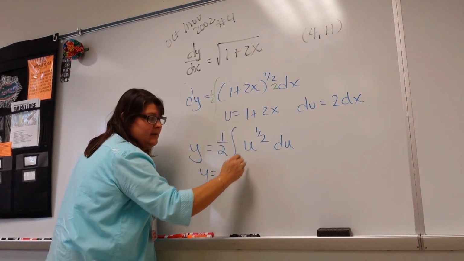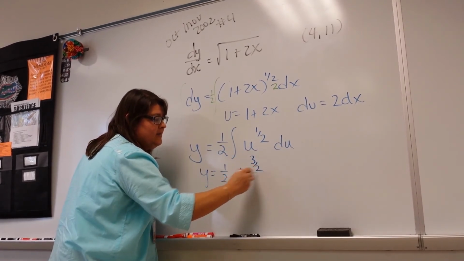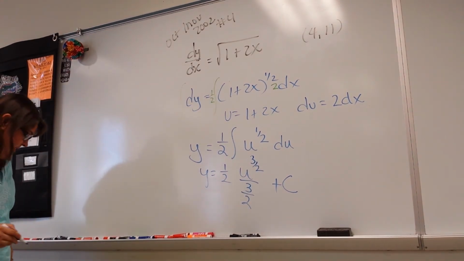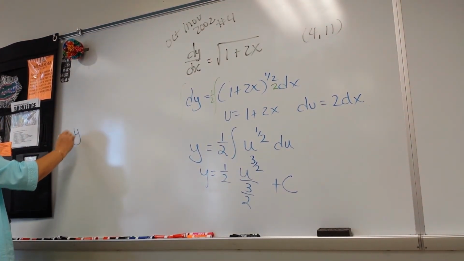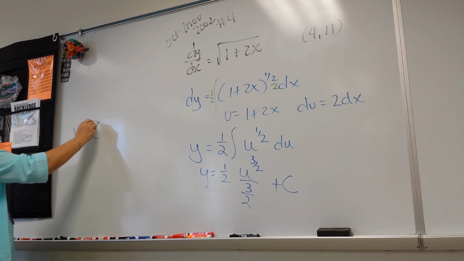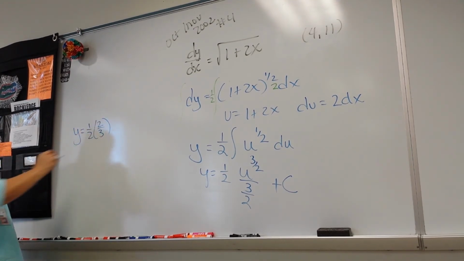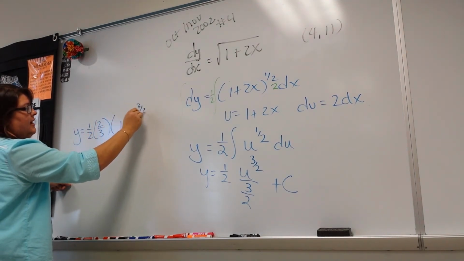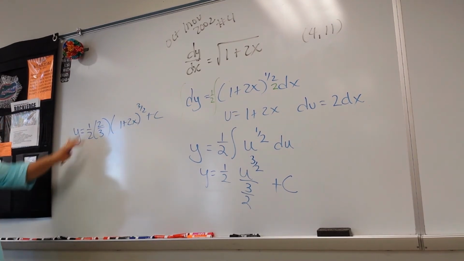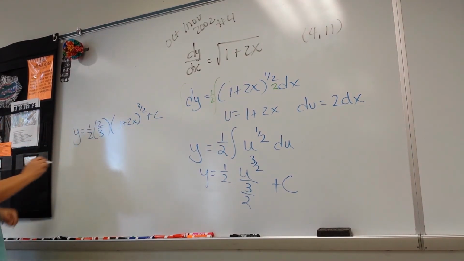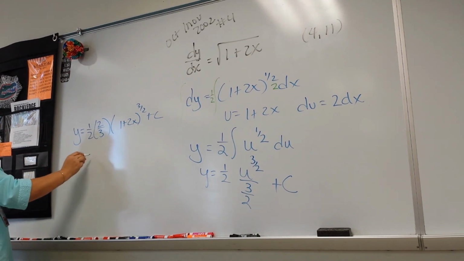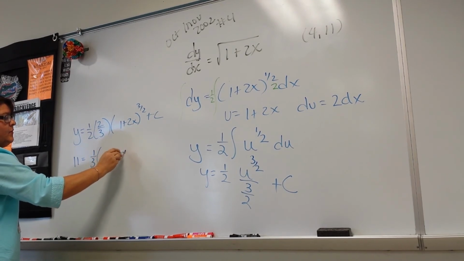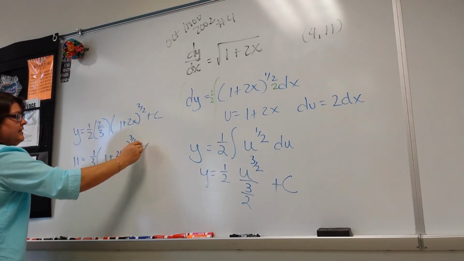So we have 1/2, and then if I integrate, I get u to the 3/2 over 3/2 plus c. And the du goes away. So now, clean her up a little bit. If I take the 3/2 and swing it up, I got that, right? What was u? u was 1 plus 2x to the 3/2 plus c. Do you guys agree this is 1/3? So if I plug in the 4 and the 11, I get 11 equals 1/3 times 1 plus 2 times 4 to the 3/2 plus c.